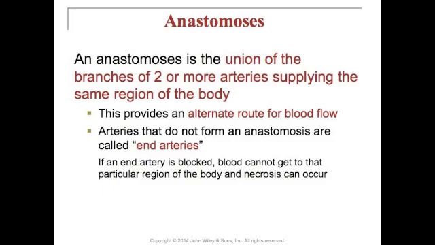Anastomosis is the union of branches of two or more arteries supplying blood to the same region of the body. This provides an alternate route for blood flow. Arteries that do not form an anastomosis are called end arteries. If an end artery is blocked, blood cannot get to that particular region of the body and necrosis can occur.